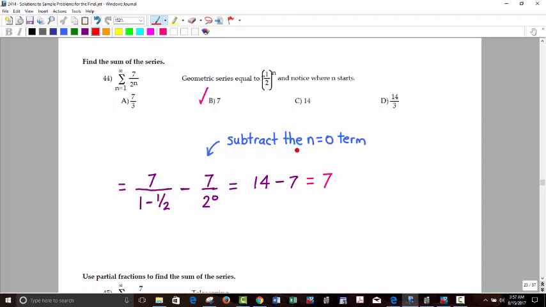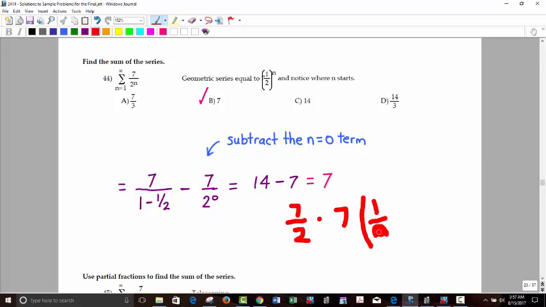Another way someone showed me how to do this is if you actually put 0 in there initially, so that would make it 7/2, and then you still have 7 over 1/2 to the n.